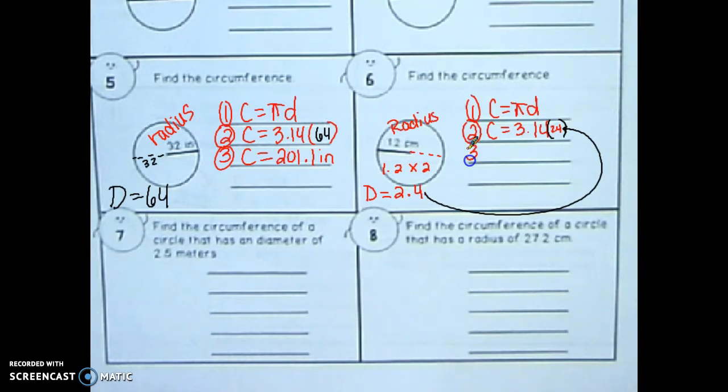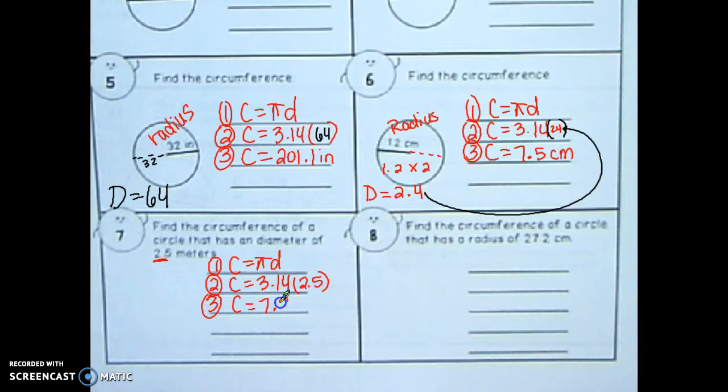And when I multiply that, plug it straight into the calculator, that gives me 7.5 centimeters. Number 7, find the circumference of a circle that has a diameter of 2 meters. You still work this out the same way. Step 1, write down the formula. Step 2, plug in the appropriate, the correct terms. It says diameter, so I'm going to plug in this 2.5, and then I multiply.